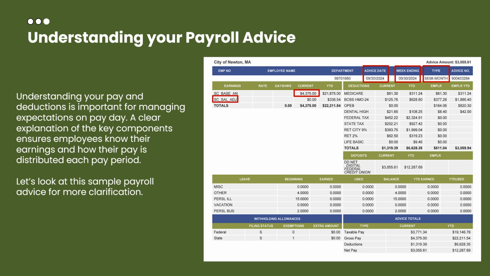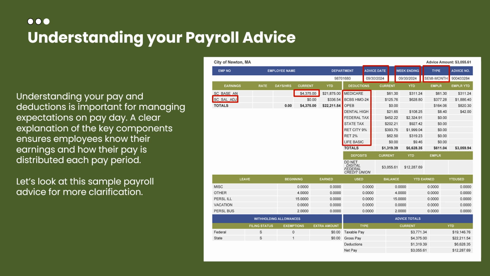Any additional payments or adjustments are listed individually below your base salary in the earnings section of your pay stub. These may include reimbursements, stipends, or adjustments based on your initial start date.